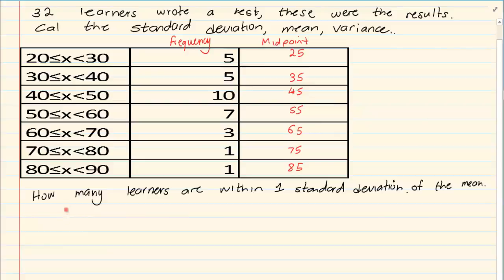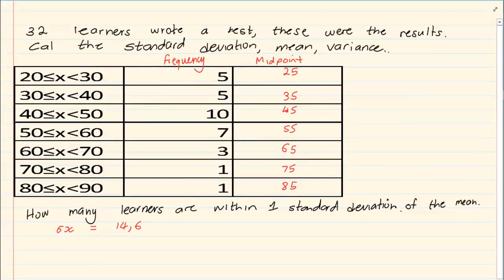Again, for standard deviation, we're looking for the sign that looks like this. On my calculator, it's number 3, and you simply press equals. My answer is 14,6. Then they ask you to calculate the mean. So you go back, you press AC, you press shift 1, you press number 4, and you press number 2.